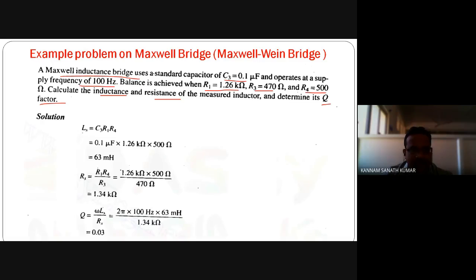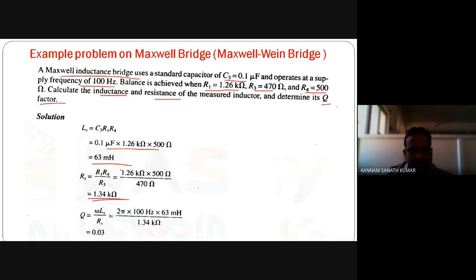So you know LS equal to what? C3 R1 R4. So what is C3? 0.1 microfarads into 1.26 kilo ohm into 500. So if you calculate this, what you are getting? You are getting 63 millihenry. Similarly, what is R2 or RS? You can say here LS and RS. LS is unknown inductance and RS is unknown resistance. RS equal to R1 R4 divided by R3. So 1.26 kilo ohm, that is R1, and R4 is 500 ohm divided by 470 ohm. So you are getting RS as 1.34 kilo ohm.